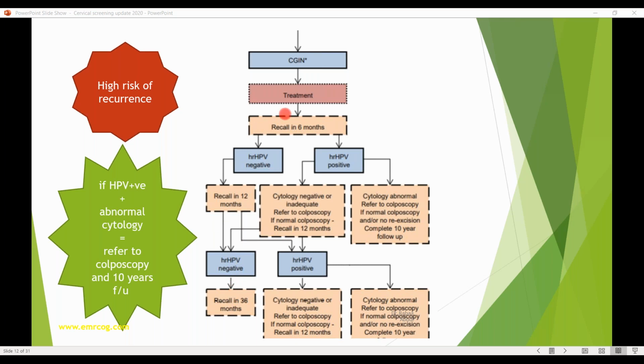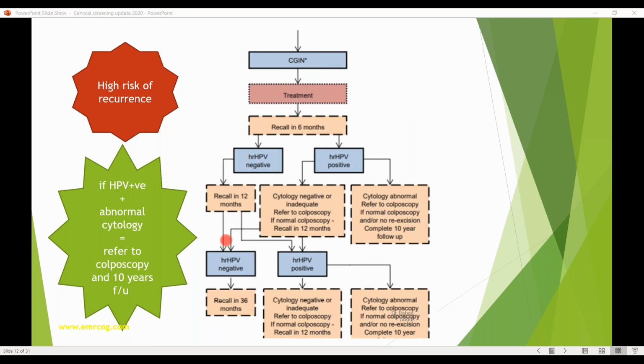Okay, so what is the frequency of follow-up for CGIN? The frequency of follow-up is 6 in 12 in 36. Okay, so this is the meaning of the equation. We have said it, 6 in 12 in 36. Try to get it like that: 6, 12, 36. This is a normal follow-up for a treated CGIN, provided that in every step her HPV came negative.